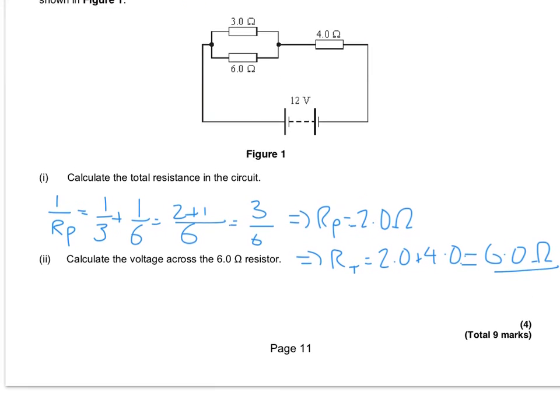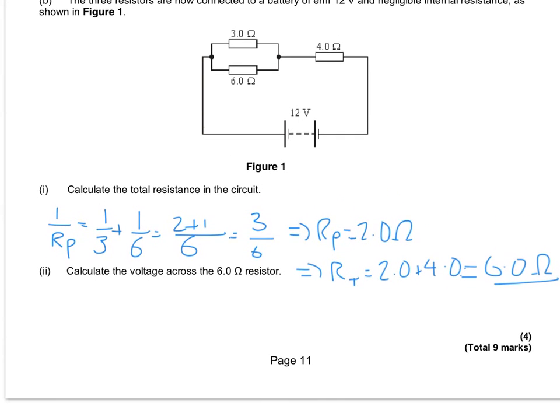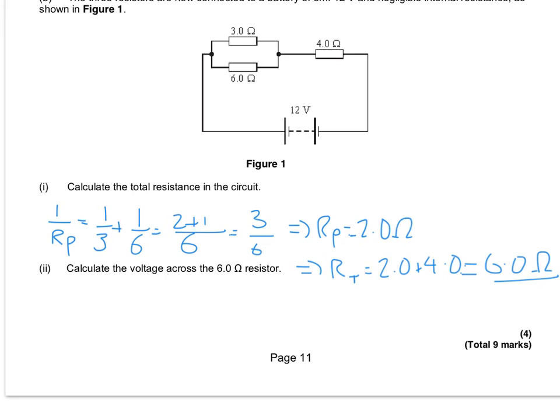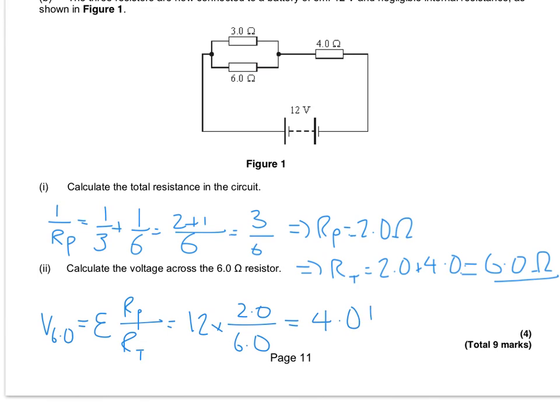And it wants the potential difference across the 6 ohm. So I'm going to do this with potential divider equations. I want to know what the potential difference across this one is. So it's going to be the EMF times the resistance of the parallel section over the total resistance. The EMF is 12. The resistance of the parallel section is 2. The total resistance is 6. So when you calculate that, that will be 4.0 volts.